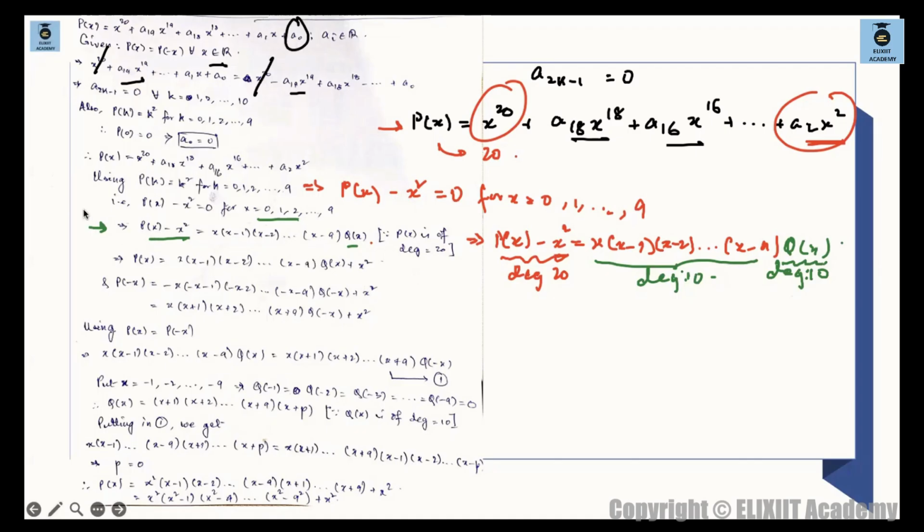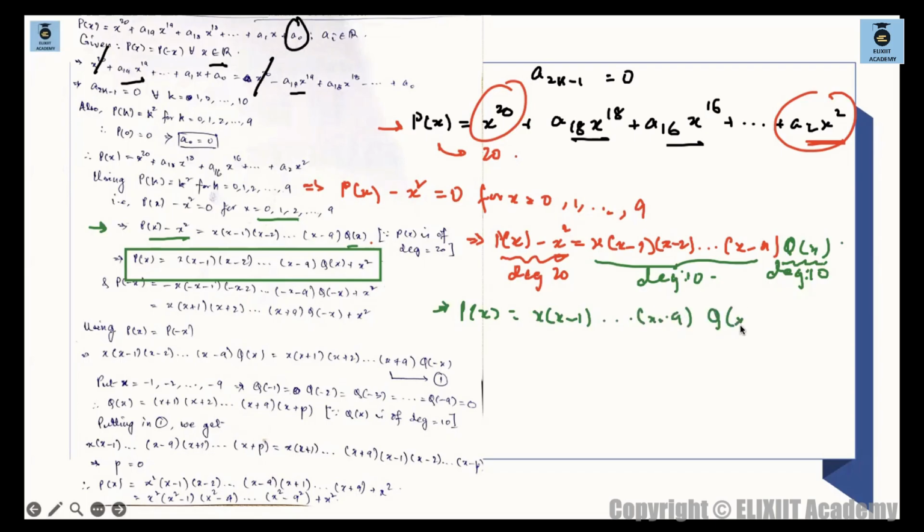So now can we write down P(x) in a more general form? Focus on this line. P(x) will be x into (x minus 1), (x minus 2), (x minus 3) and so on till (x minus 9) into Q(x) plus x square. Simply bring this x square to the right hand side. This is basically your P(x).